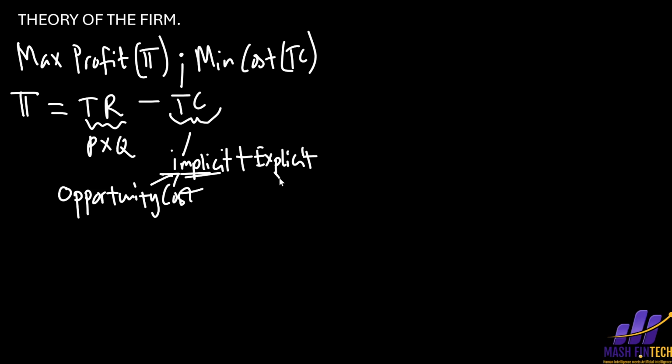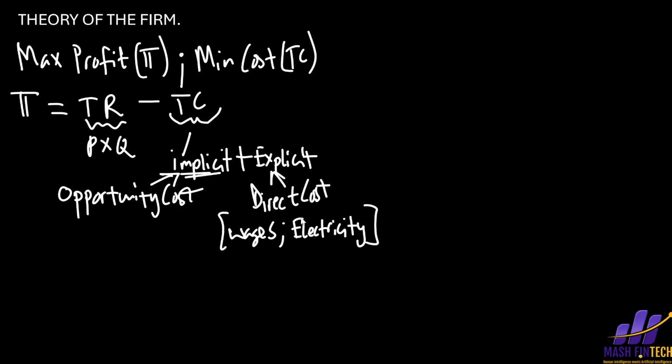In your explicit cost, these are your direct costs. Think of this as accounting costs. Anything you can see on an accounting income statement, for example, is going to be an explicit cost. Things like the cost of labor or the cost of electricity, etc. These are explicit costs. These are direct costs in production.